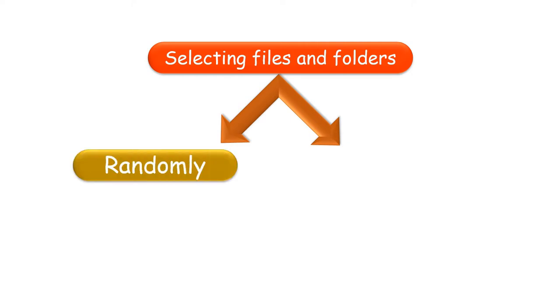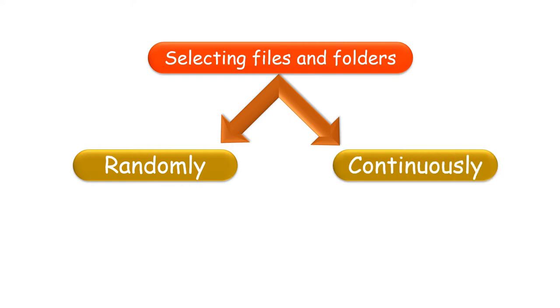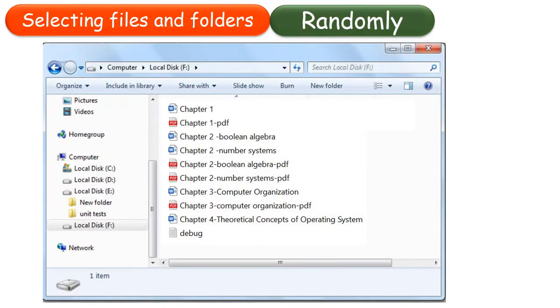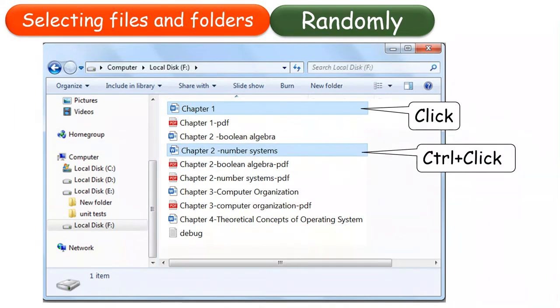Selecting files and folders. There are two methods by which you can select files and folders: randomly or continuously. To select files randomly, first you click on the first file and then point to the next file whichever you want to select, and then by pressing the Ctrl key down, you click. It is called Control plus click.